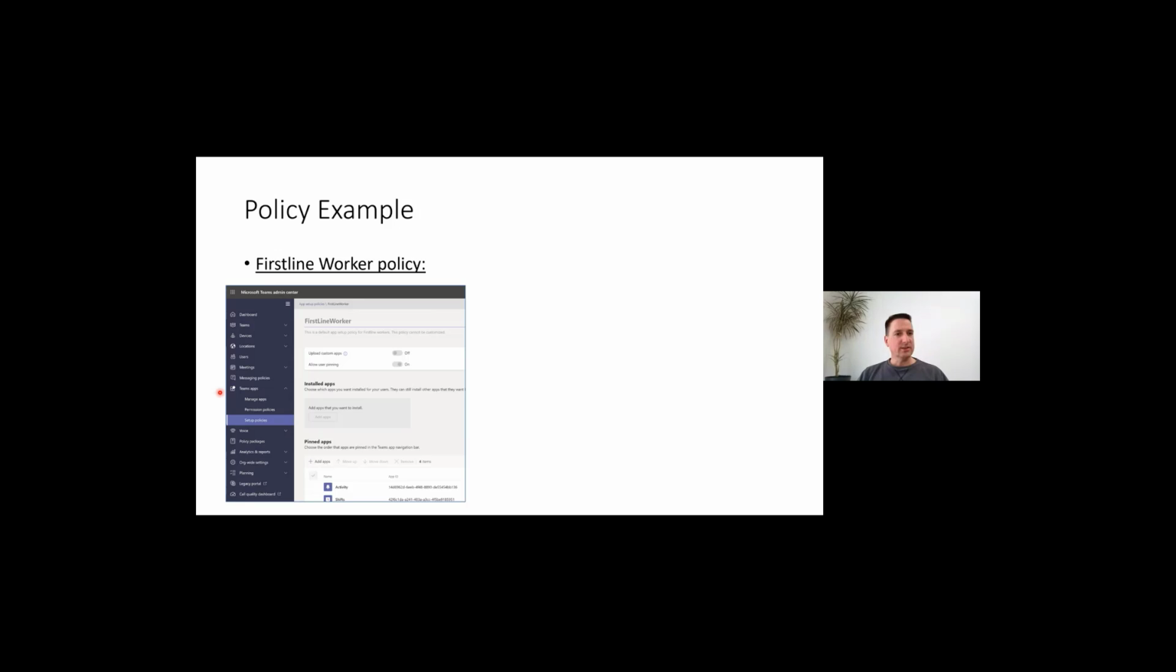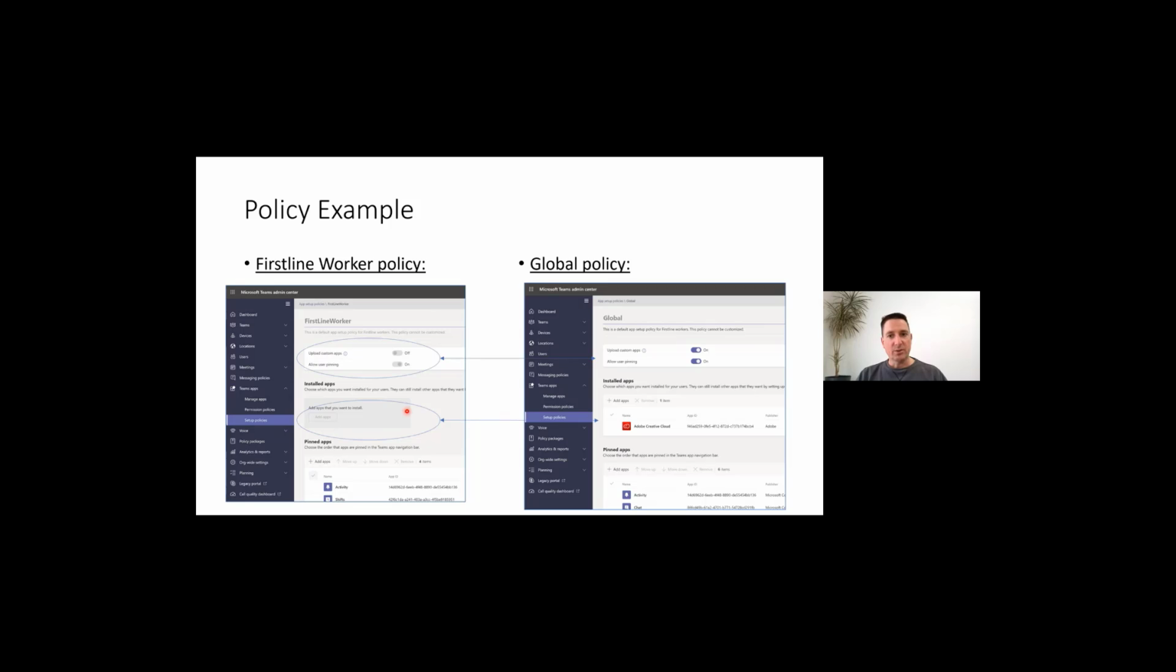I'll give you an example here. So this is a policy in the context of the Teams app. And as you can see here in the screenshot, I have a so-called first-line worker policy. In my scenario here, first-line workers are not allowed to upload custom apps, not allowed to pin apps. They don't have pre-installed apps in their environment. But when you compare it to another policy here in the environment, the global policy, you can see the global policy says upload is allowed, pinning is allowed, and already the Adobe Creative Cloud app is pre-installed for all the users that are assigned to the global policy.